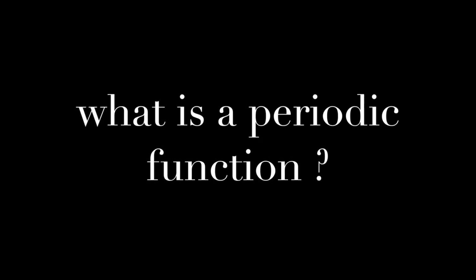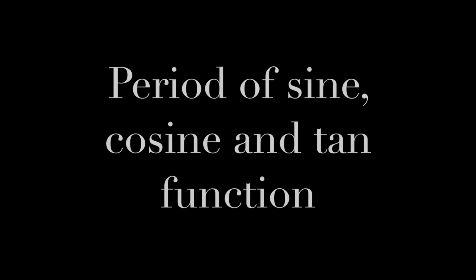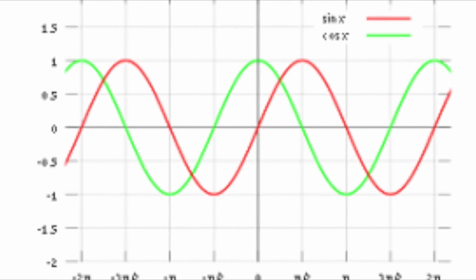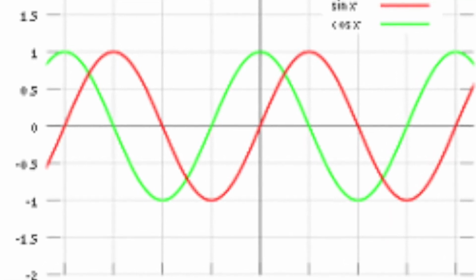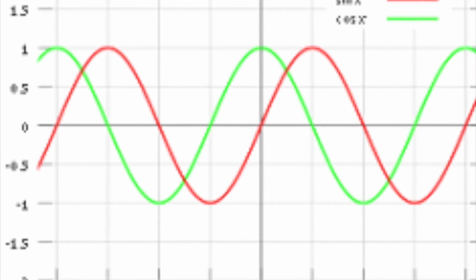A periodic function is a function that repeats its value in regular intervals or periods. The most important examples are the trigonometric functions, which repeat over intervals of 2 pi. Here is an example of it.